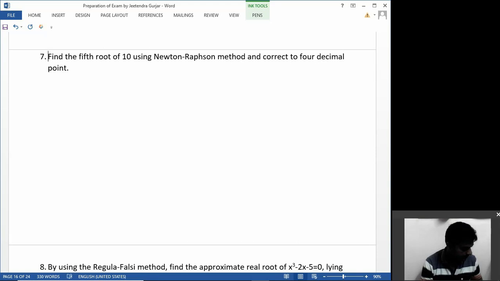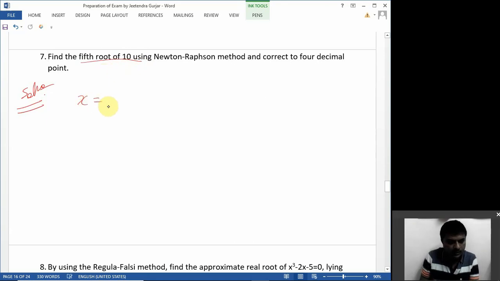Yes, you can see in this they have given the equation. Look at the equation, friends. Write down the formula, Newton-Raphson's method. You can see this line, fifth root of 10. It is clearly mentioned that there is a value x which we don't know. It is 10 raised to 1 upon 5. Fifth root means what? Root means raised to 1 divided by 5. This is fifth root of 10. Please remember this. Understand the question. x is equal to 10 raised to 1 upon 5.